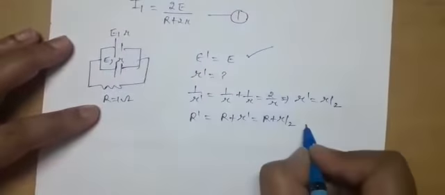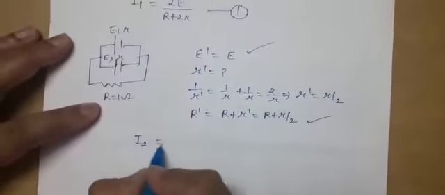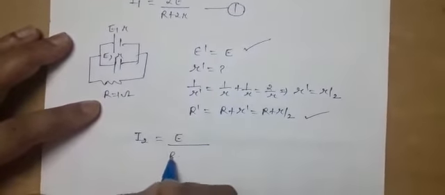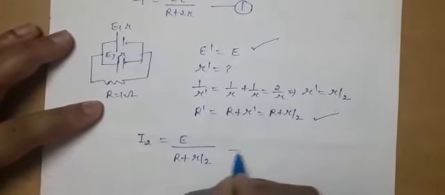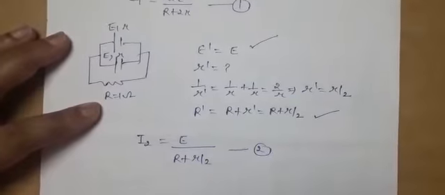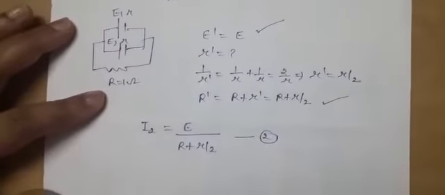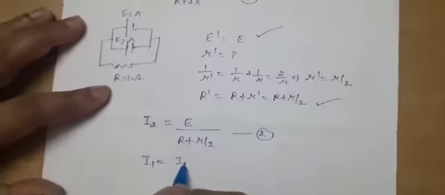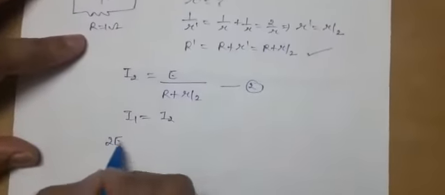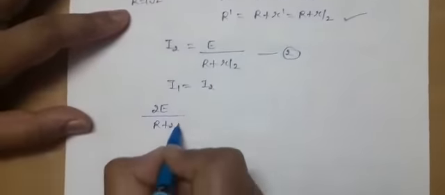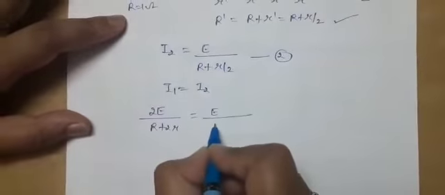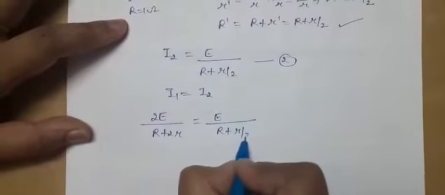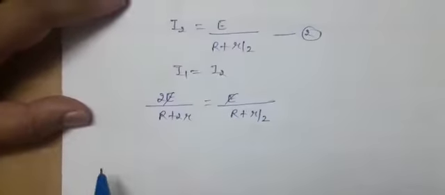Now EMF is known, resistance is known. What will be the current? This will be E upon R plus r by 2. So now what is the condition? The current is the same. It means I1 equals I2. So 2E upon R plus 2r equals E upon R plus r by 2. So E will be cancelled out.